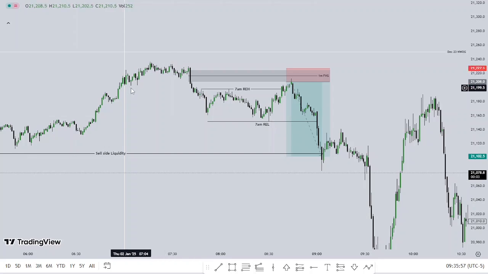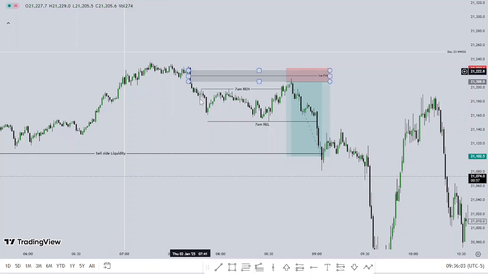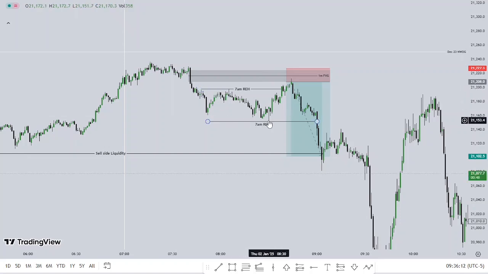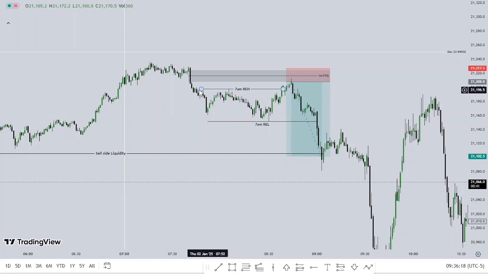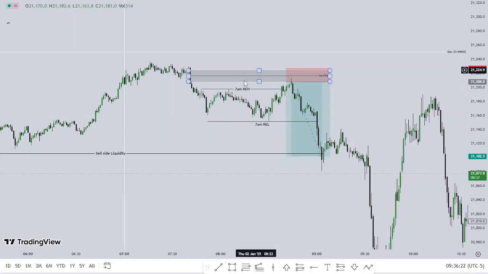So this is our second example. As you can see, the price consolidated and created a displacement. After doing that, it created these relative highs, this one here and this one here. Then it created relative lows, this one here and this one here. So it makes our 7-Eleven model valid because it has the relative highs and also the relative lows. Above these relative highs, we have a fair value gap here. Below these relative lows, we don't have any valid fair value gap.